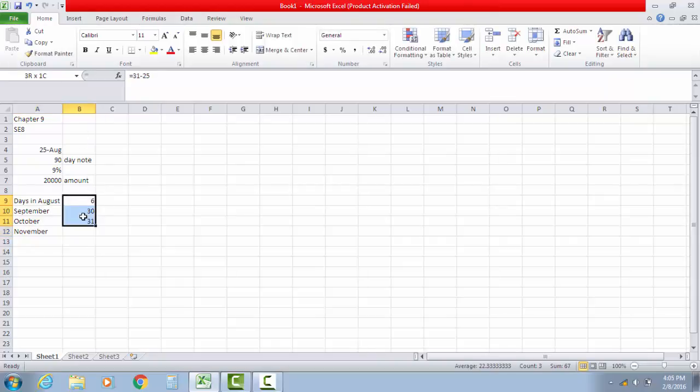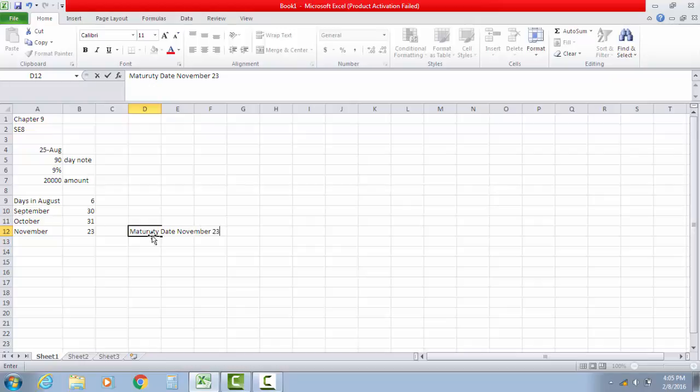So let's take a look. So far we've used 67 days, so it would equal 90 minus 67, or 90 minus 31 minus 30 minus 6. So it would be November 23rd, maturity date, November 23rd.